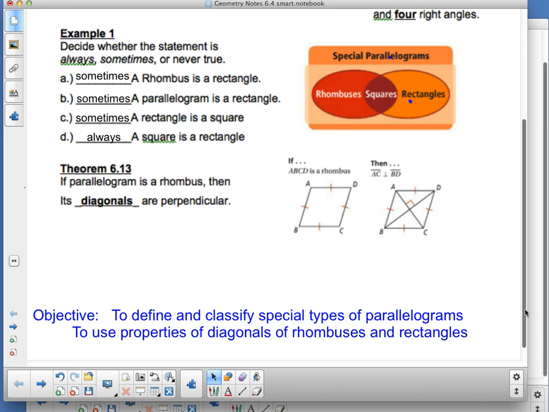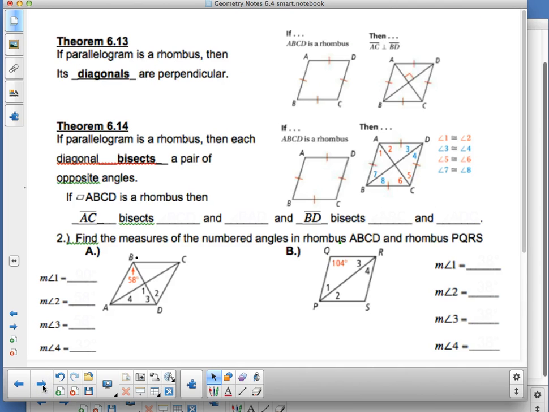Diagonals bisect pairs of opposite angles. All sides are congruent in a rhombus, and squares are considered rhombuses. Okay. Now, rectangle properties: diagonals are congruent, interior angles are 90 degrees, squares are rectangles. I'm going to keep coming back to that so we drill that into our little brains, because we've got to get that done. Hey, look, same thing we just wrote down, and then we've got theorem 6.14. If a parallelogram is a rhombus, then each diagonal bisects a pair of opposite angles. So we know this to be true.